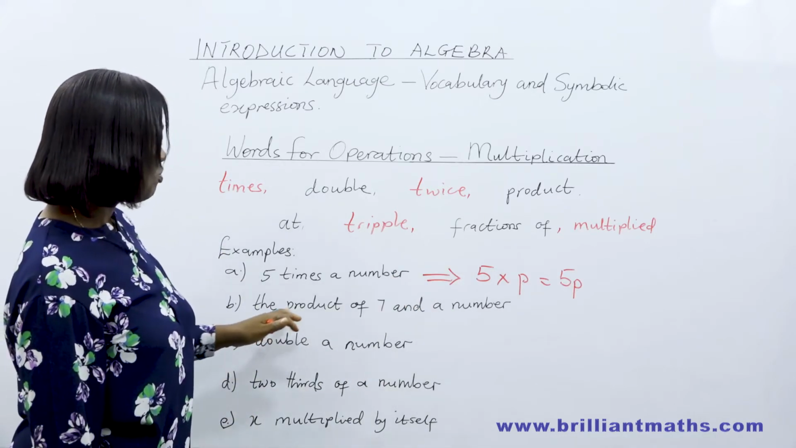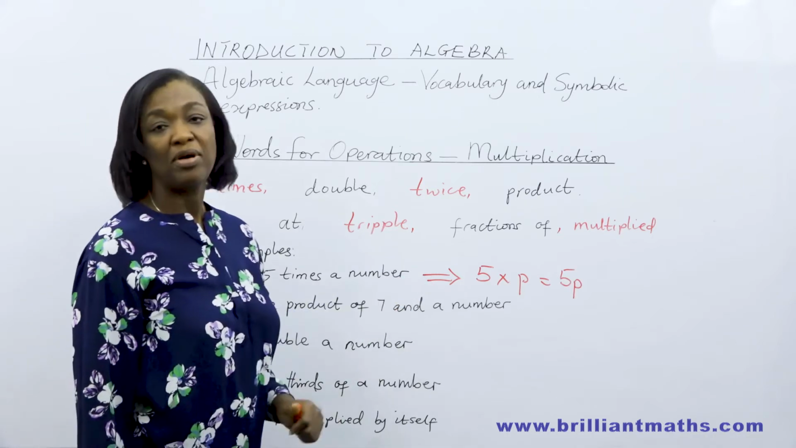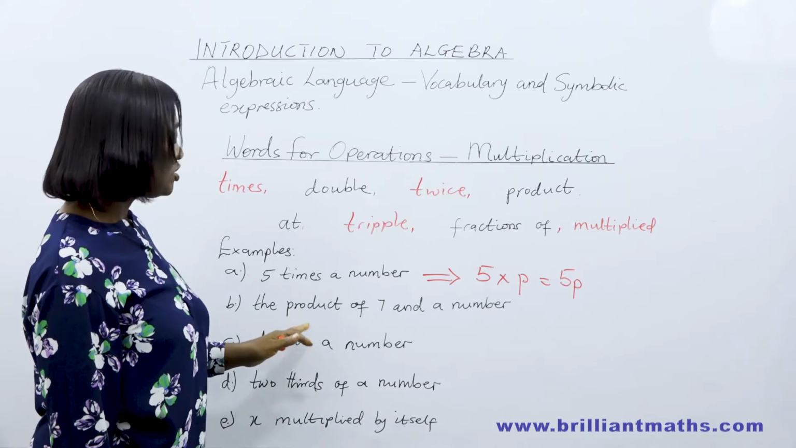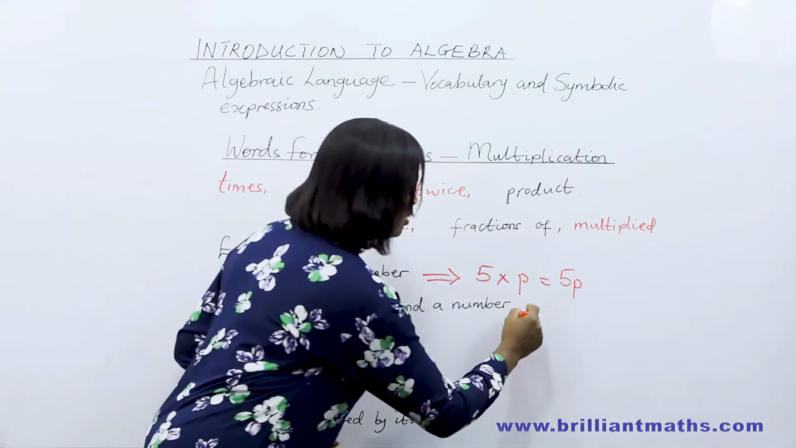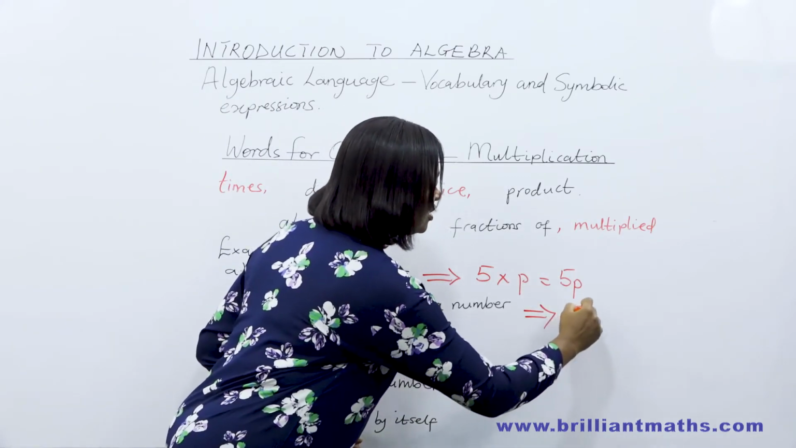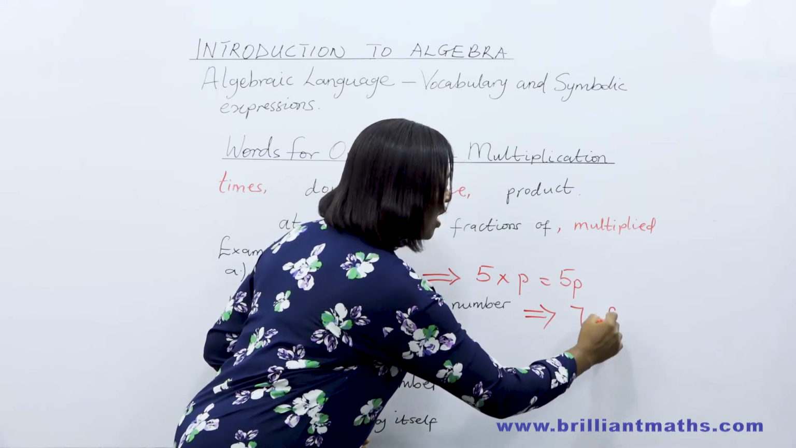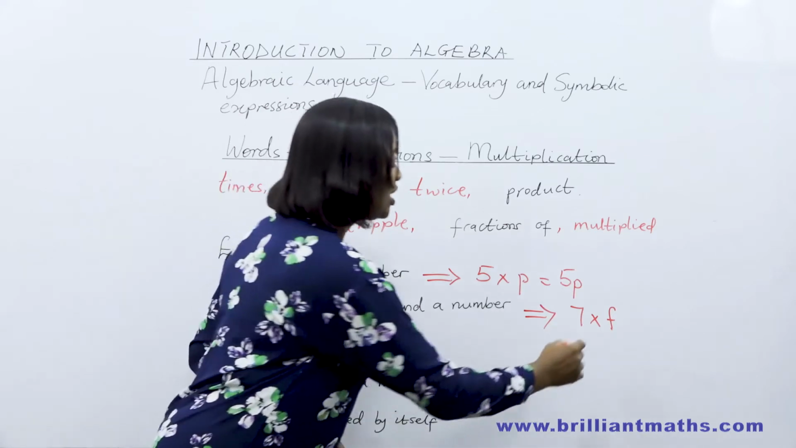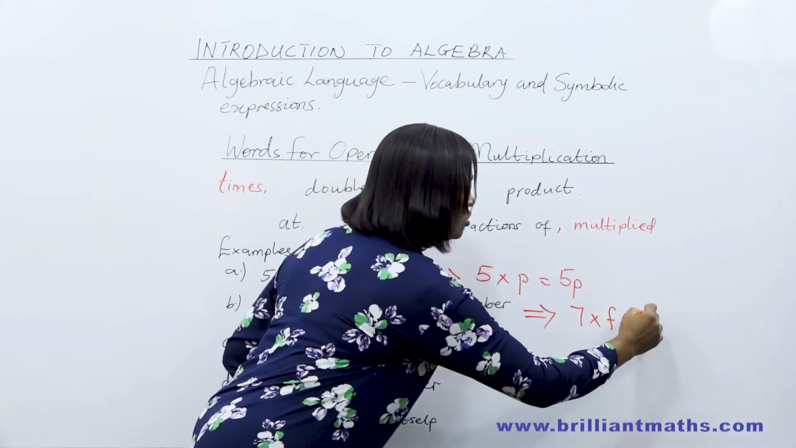Next, the product of 7 and a number. So let the number be F. The product of F and 7 means 7 times F, because product means multiplication. It means times, which is equal to 7F.